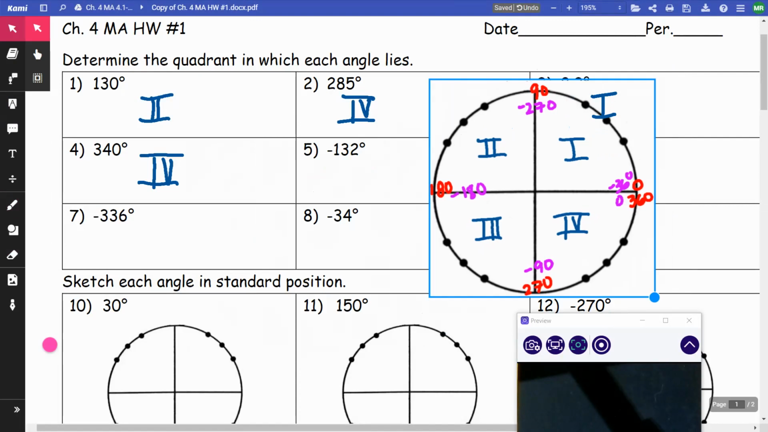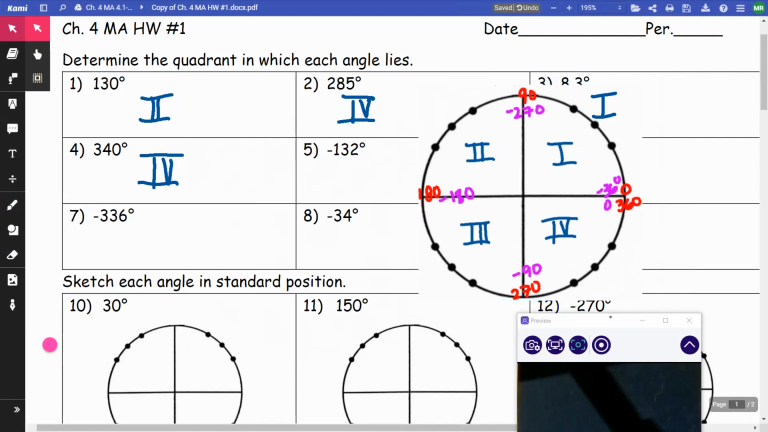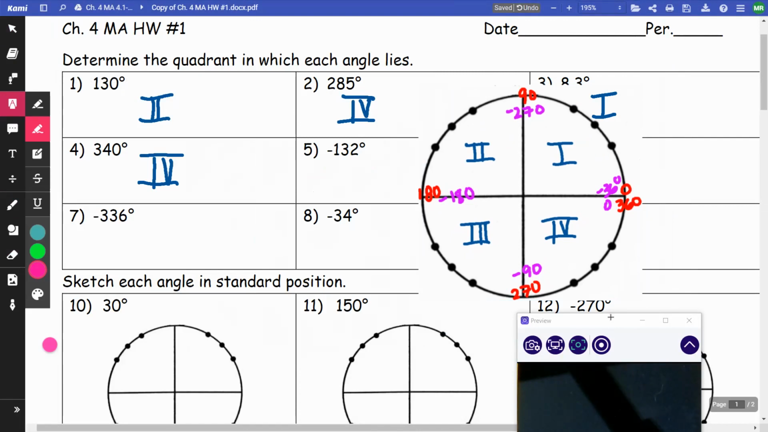Negative 32 degrees. So negative means I'm going this direction. So I'm going around this direction. This is going to be negative 180. Hold on, I went too far, negative 180. So it's going to be between negative 90 and negative 180. It's going to be in quadrant 3.